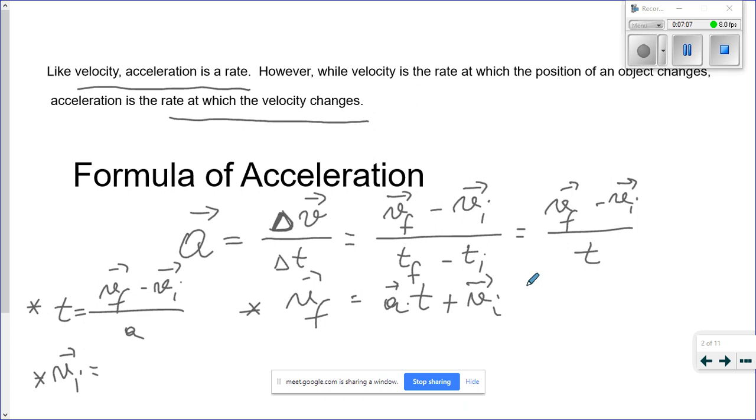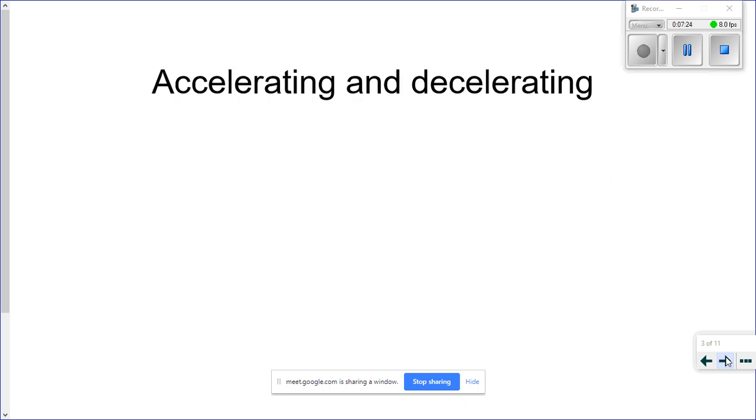Okay, and then plus V initial. Okay, thank you very much. So it will be negative acceleration time plus V final.